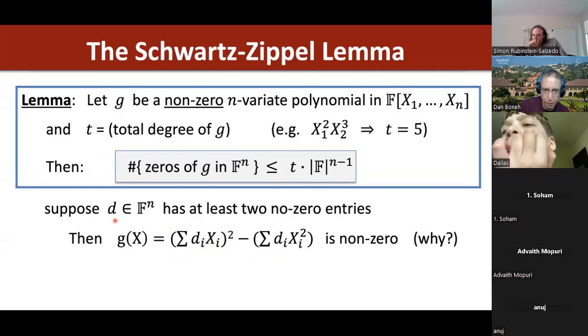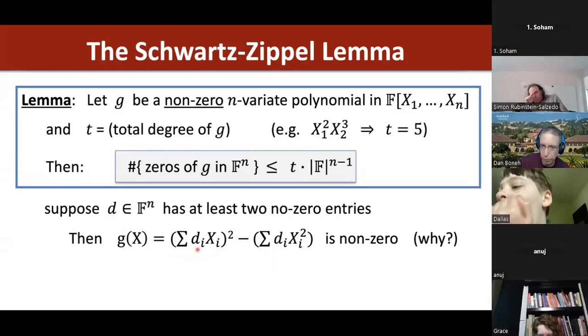By the way, if D only has 1 non-zero entry, if D is a unit vector, this polynomial actually is the zero polynomial. It takes a minute to convince yourself, but when D is a unit vector, this is the zero polynomial. The question is, when D has 2 non-zero entries, let's say that the first and second entries of D are non-zero, so D1 and D2 are non-zero, why does this imply that this is a non-zero polynomial? Let's see if somebody can tell me.